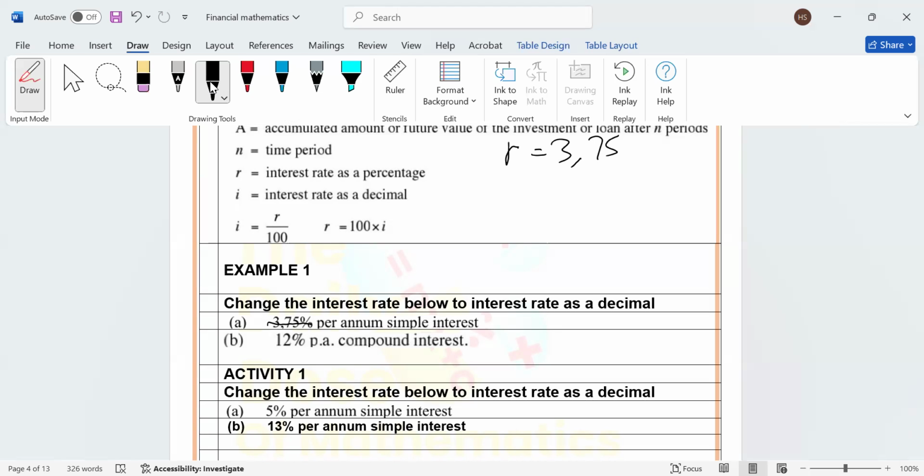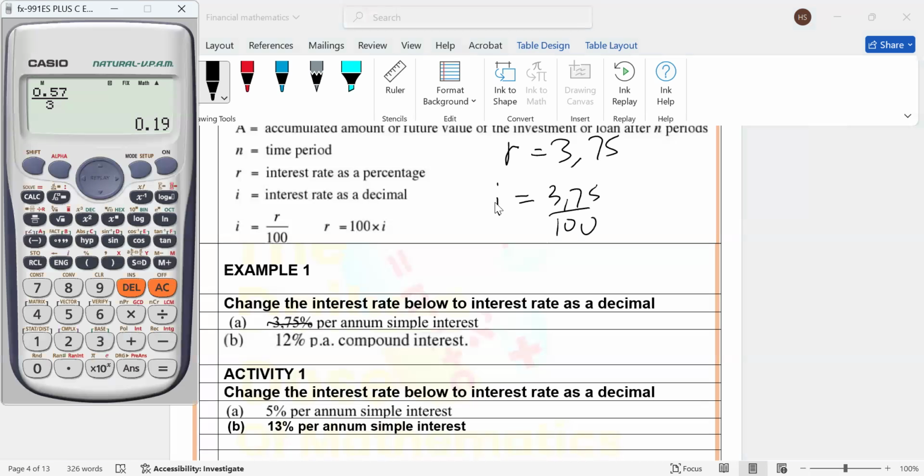Now, what are we going to do so that we can use these formulas? For us to be able to use these formulas that I showed you, we are going to say i is going to be equal to 3.75 divided by 100. And what are we doing with that? We're changing the interest rate from percentage to what? How are you going to do this? You go to your calculator. You tell it 3.75 divided by 100. And then it gives you 0.0.